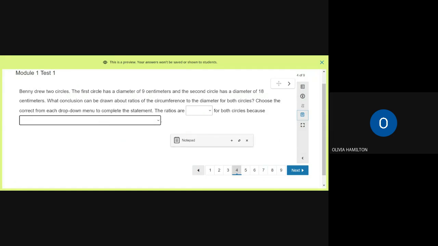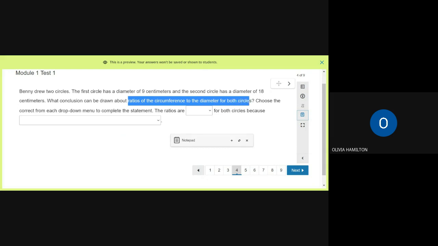It wants us to draw a conclusion about ratios of the circumference to the diameter for both circles. Well, what do we know about circumference? We know circumference is the distance around a circle, and the diameter goes from one end of the circle to the other through the center. But what about the ratio?